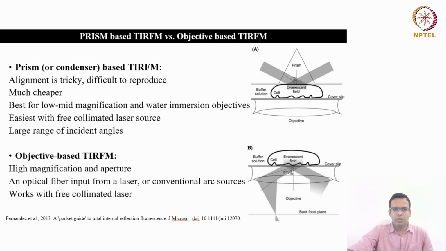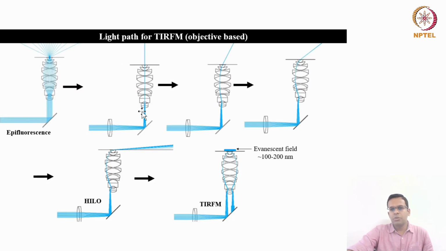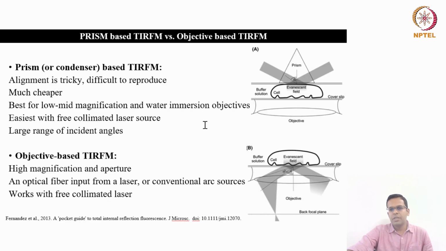What we saw here is the objective based total internal reflection instead of a prism based total internal reflection. But there are two ways of achieving TIRF: one is prism based and the other is objective based.